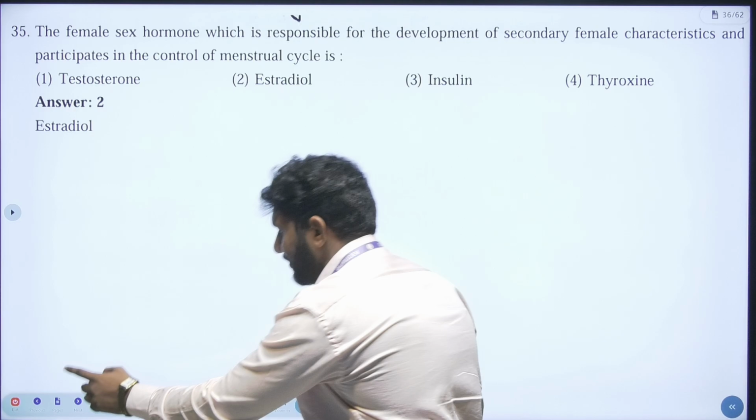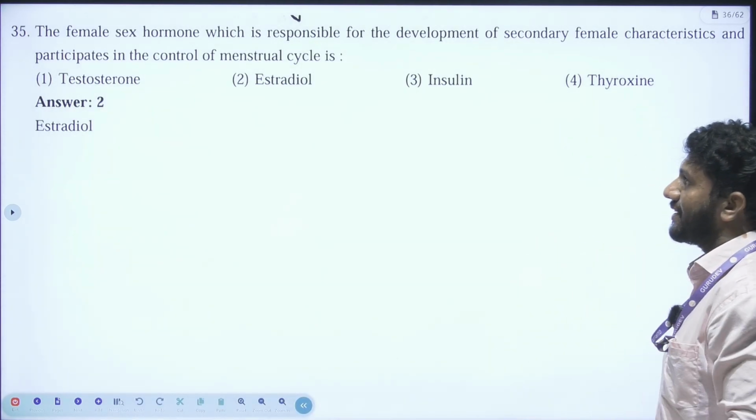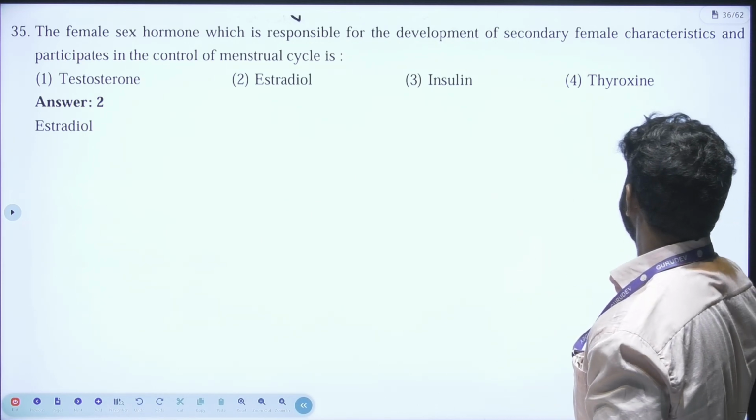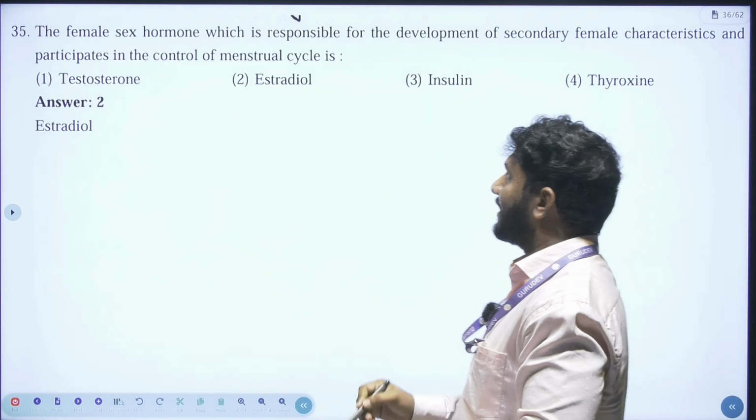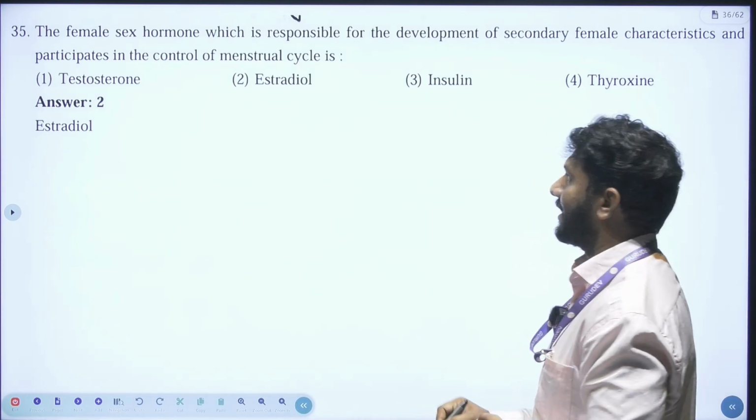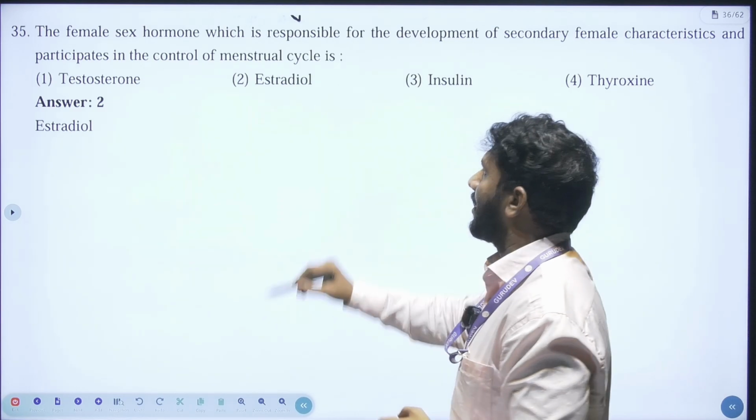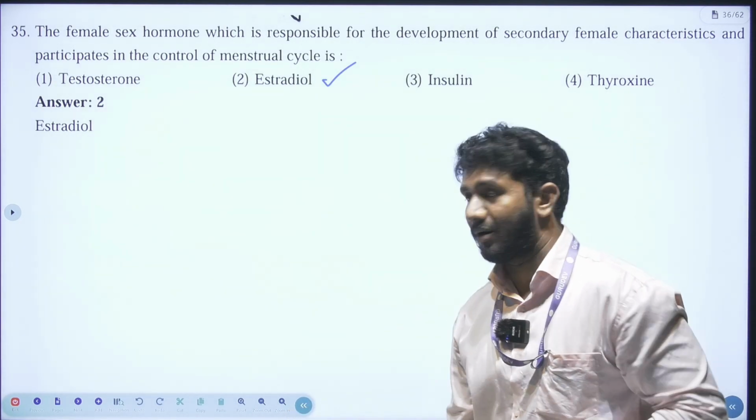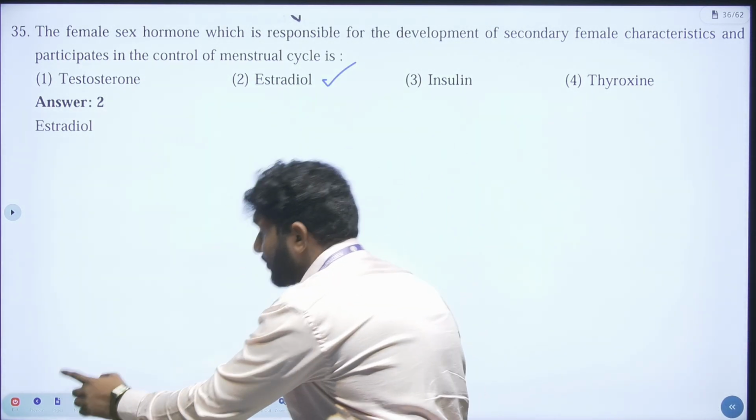Next question is, the female sex hormone which is responsible for the development of secondary female characteristics and participates in the control of the menstrual cycle is obviously estradiol. Estradiol is the female sex hormone, and testosterone is the male sex hormone. So I will move on to the next question.